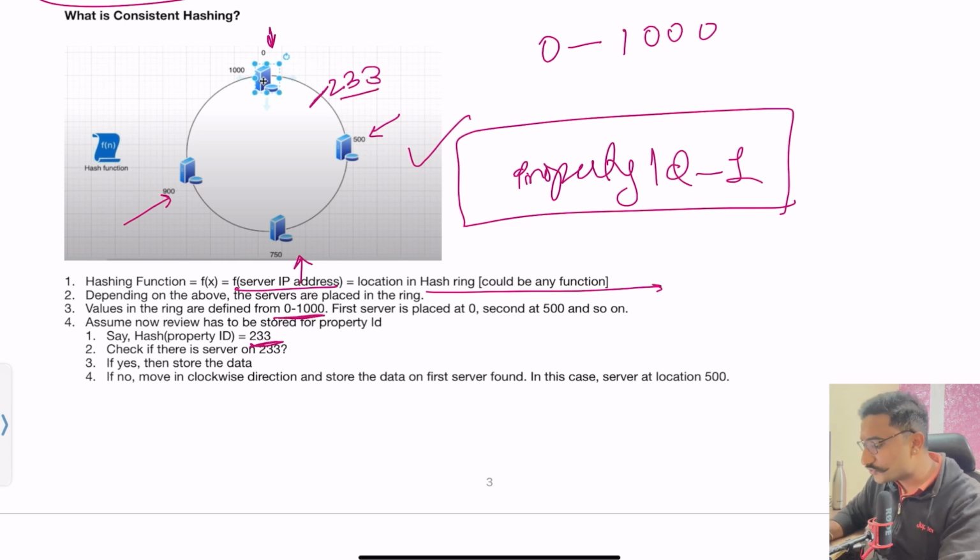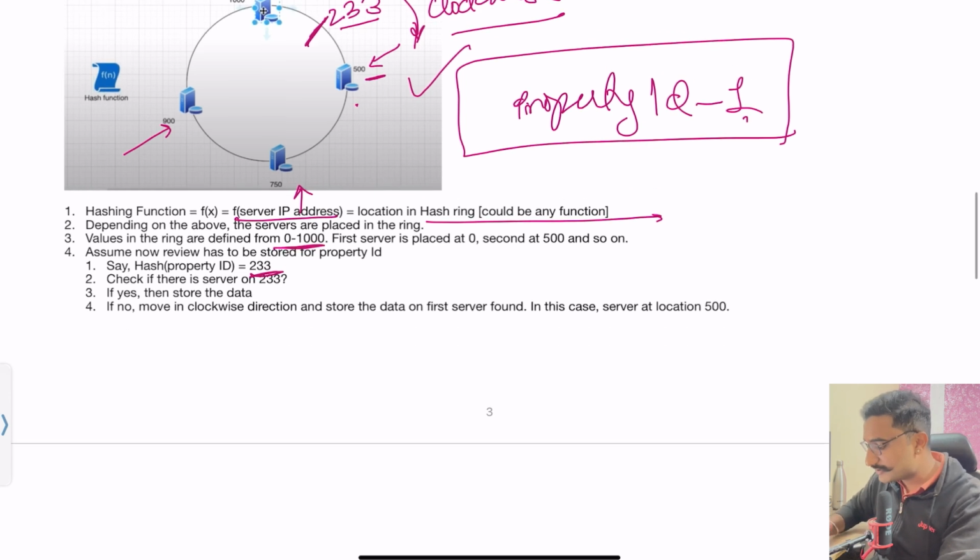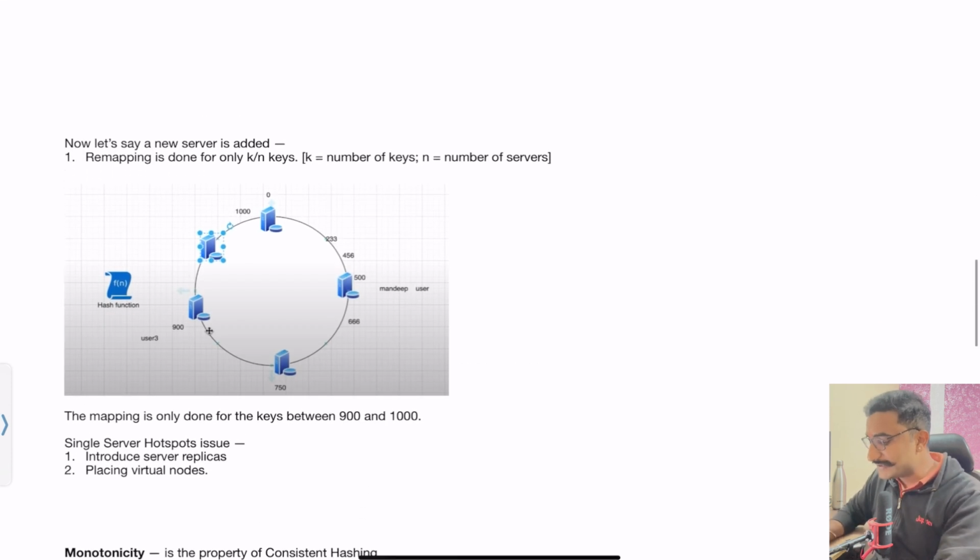There is no server. So what you do, you move in the clockwise direction, and the first place where you find a server, you store the data at that server. In this case, there is no server at place 233. You moved clockwise. The next server which comes into the ring is server 500. So you store the data at this server. So for property ID 1, the new review is stored in the server at location 500. So this is the general philosophy or the algorithm which you are using to store the data. Okay, so great. Now let's say a new server is added.